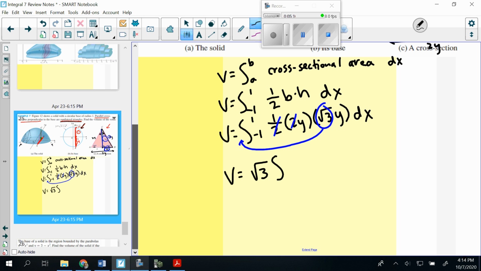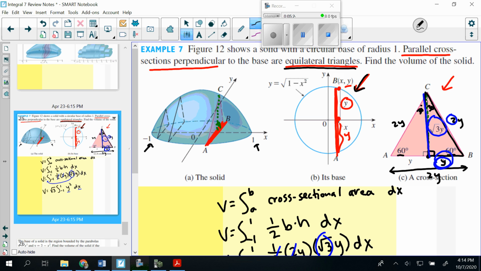But we're still stuck in the fact that we're integrating something in terms of x, but we have y here. We got y times y, so it'd be y squared. That doesn't match. We need this in terms of x. So how do we do that? Well, we know what the equation of this circle is. Back here, they told us it's a circle centered at the origin with a radius of 1, so that would be the equation of the circle.